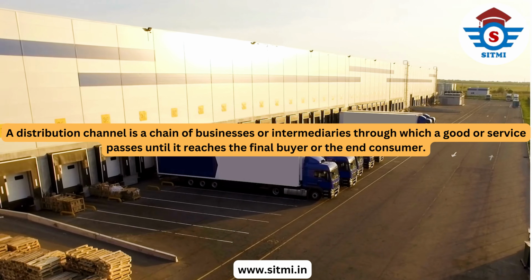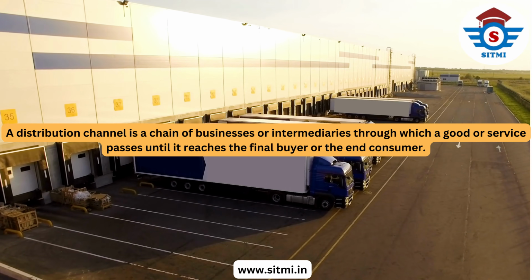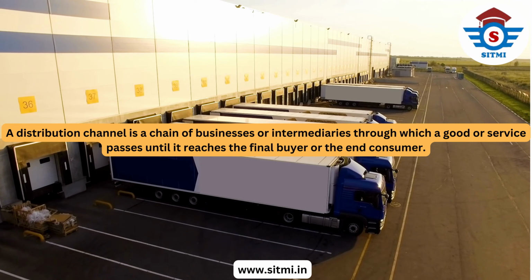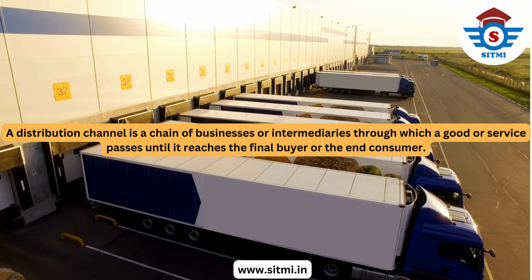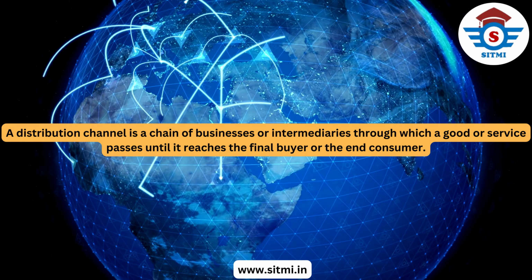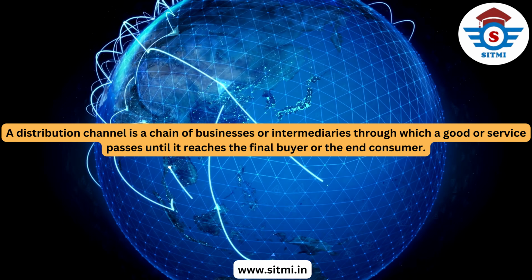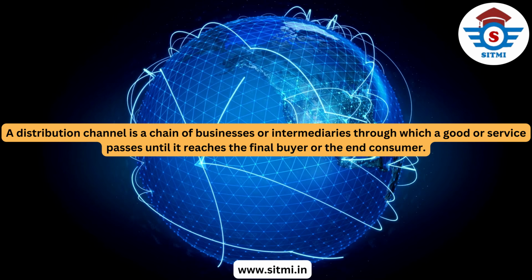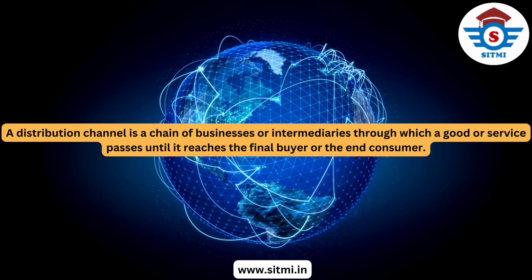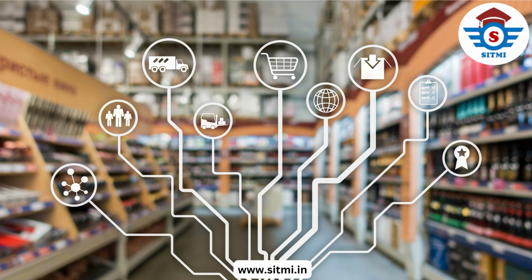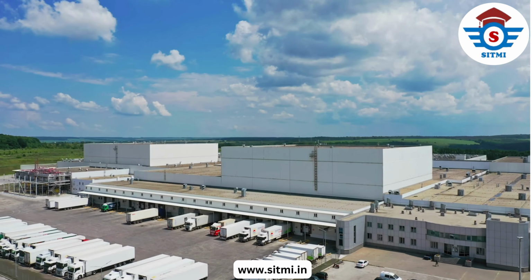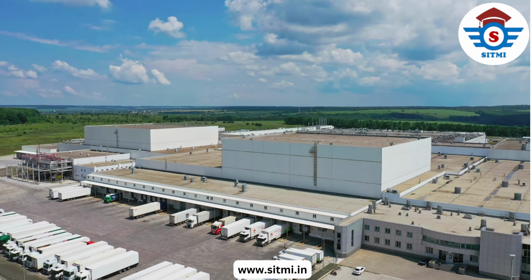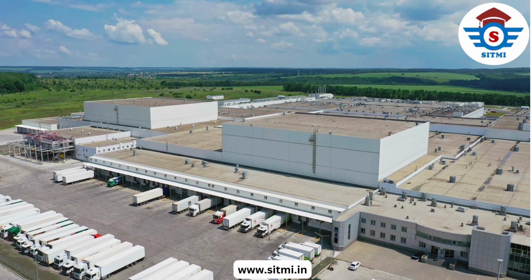Now what is a distribution channel? A distribution channel is a chain of businesses or intermediaries through which goods or services are passed until they reach the final buyer or the end customer. Distribution channels include multiple partners or entities like wholesalers, retailers, distributors, and even the internet is a part of distribution channels. So simply, we have already seen that a supply chain is a chain of multiple distribution channels involved in delivering products from the raw stage until finished goods reach the end customer.